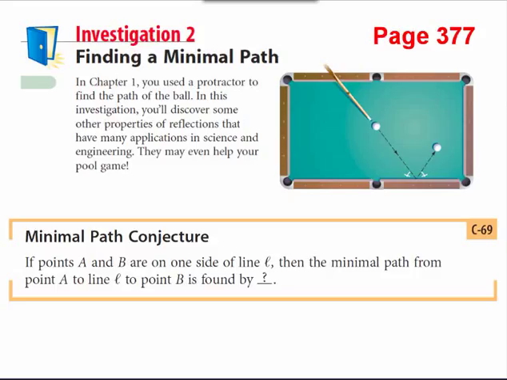If you remember back to what we learned in chapter 1, we learned that the incoming angle the ball came in at equals what? The outgoing angle. So we found out that those are equal.